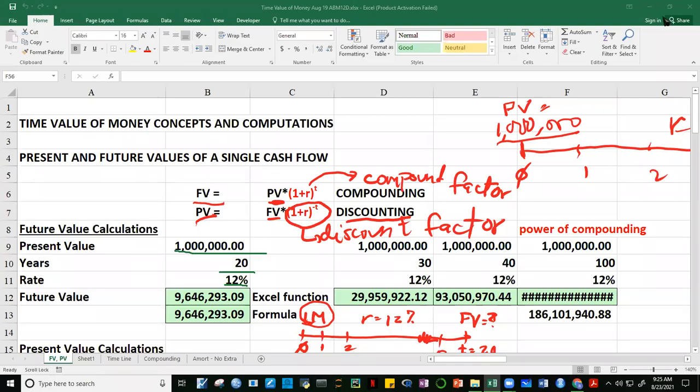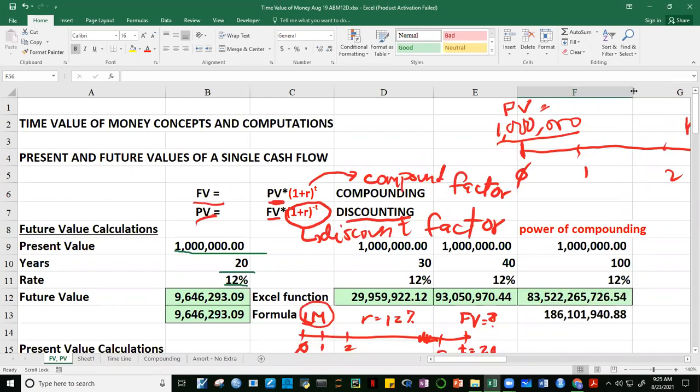So today we're going to start our discussion on the time value of money. We had an introduction to it before, when we said that in finance, one of the key important principles is the concept of the time value of money, which is that money has a cost. So 1 peso today is not the same as 1 peso in the future.